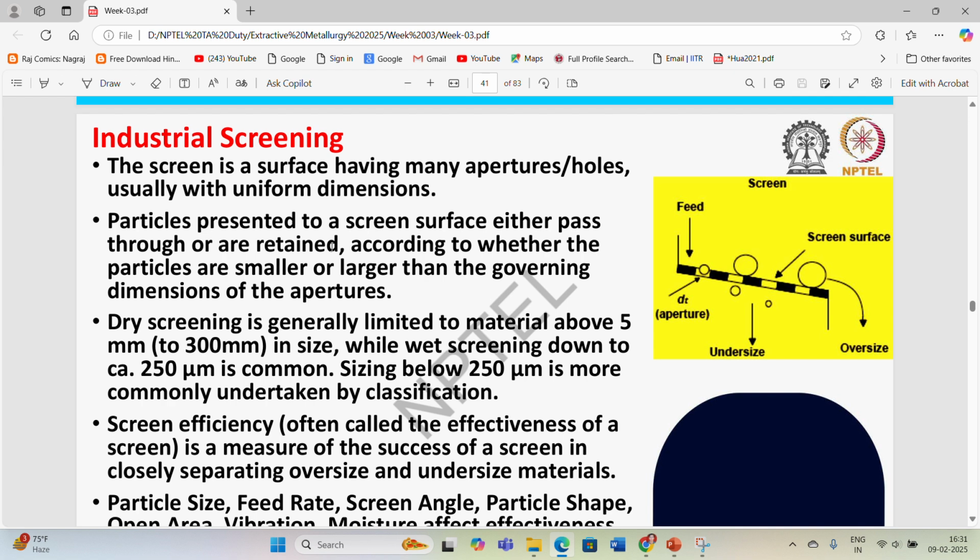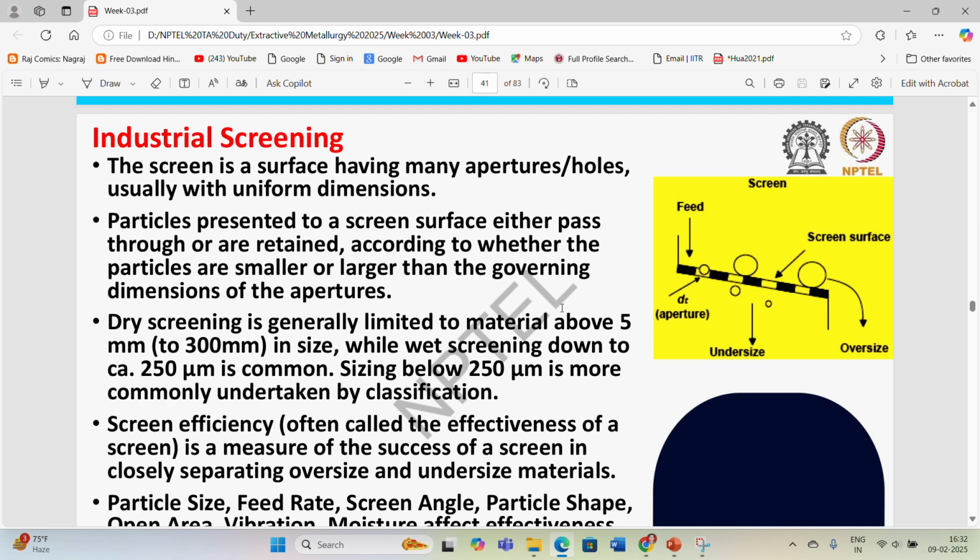Mesh is defined as the number of holes having similar diameter in a particular 1 inch square area. So if there are 20 holes in a 1 inch square area, then the sieve size will be denoted as 20 mesh. While if we have 200 holes in the 1 inch square area, then the sieve size will be 200 mesh. So the sieve size is generally denoted in terms of mesh.